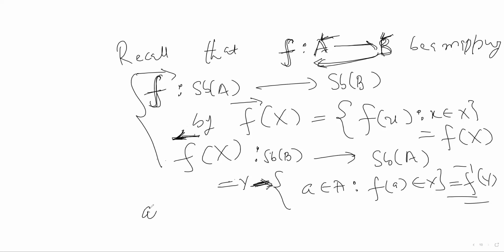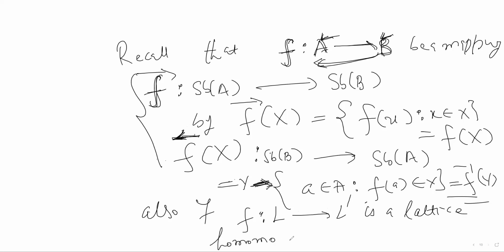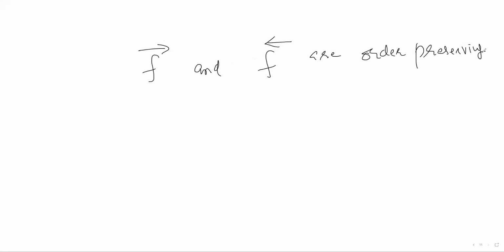So also, if F from a lattice L to a lattice L dash is a lattice homomorphism, then these maps F forward arrow and F backward arrow are order preserving. So they are also lattice morphisms.